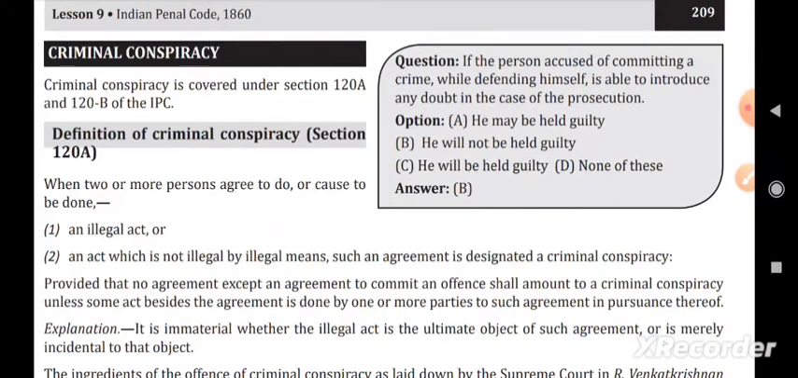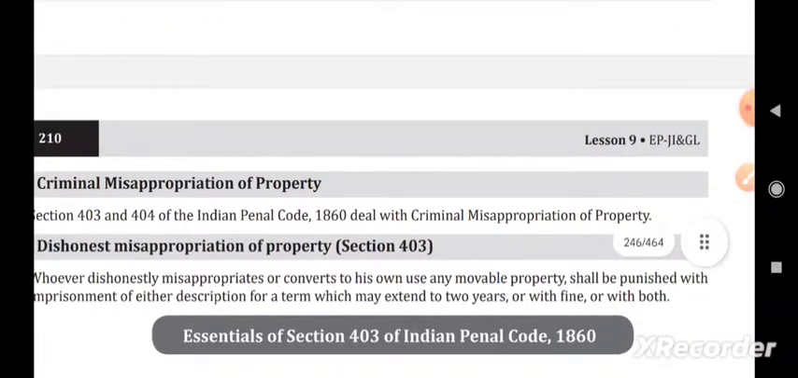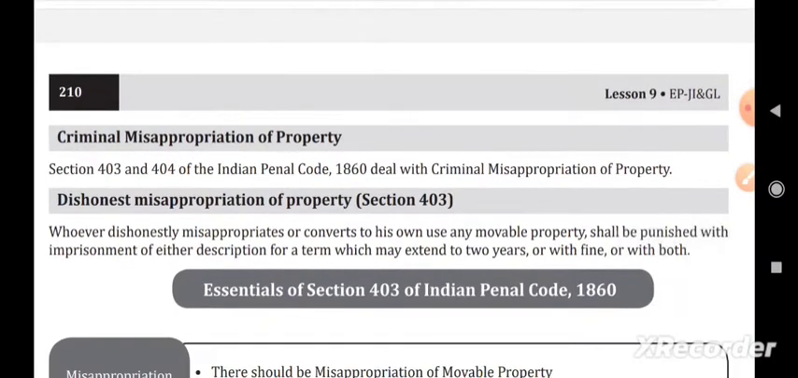So the punishment for criminal conspiracy under section 120A is an offense punishable with death, etc. So we have criminal misappropriation of property. It is the theft of movable property under sections 403 and 404. It is the theft of movable property.